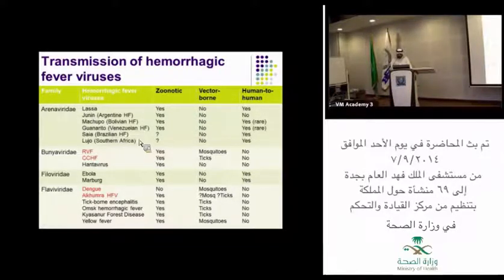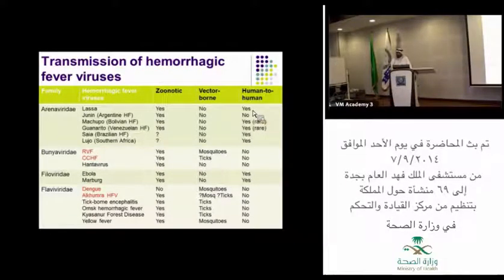The vector-borne ones are none of the Arenaviridae. In the Bunyaviridae, we have mosquitoes as a vector for Rift Valley fever and ticks as a vector for Congo-Crimean hemorrhagic fever. And in the Filoviridae, vectors play no role; mosquitoes and ticks don't transmit Ebola. In the Flaviviridae, dengue and Alhumra are transmitted by mosquitoes and ticks, and the tick-borne encephalitis, Omsk hemorrhagic fever, and Kyasanur Forest disease are transmitted by ticks. Yellow fever is transmitted by mosquitoes.